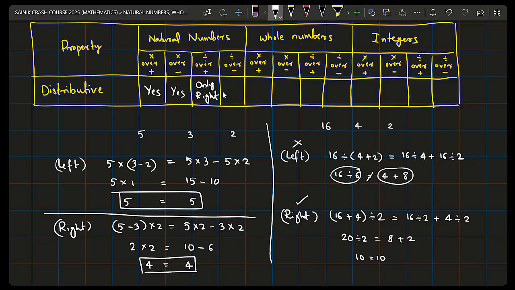Similarly, you take division over subtraction also, then also you'll get the same answer. Only right distributive property will be satisfied, but left will not be satisfied. But for multiplication over addition and subtraction, both left and right are satisfied. So even you can check whole numbers and integers also same.